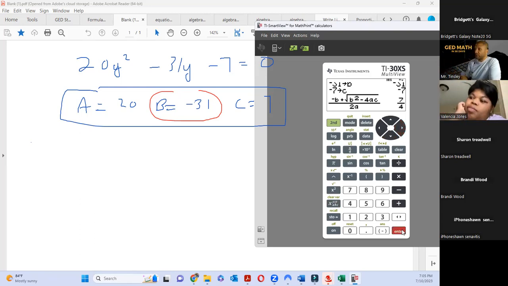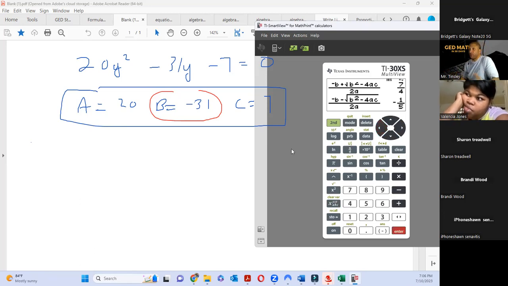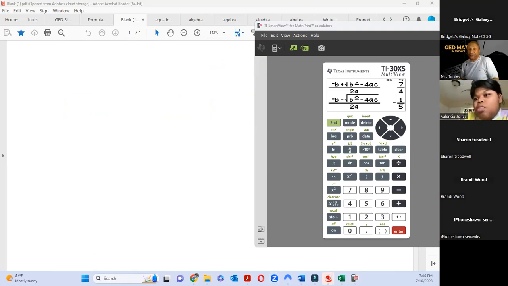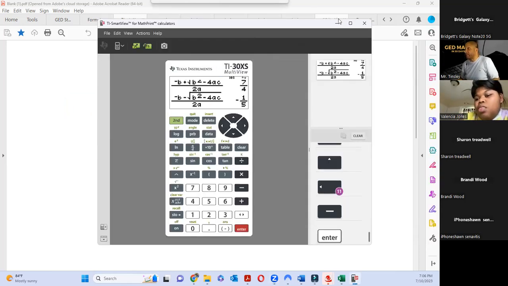My first answer is 7/4. I go back up into my quadratic equation, change my plus to a minus. My second one, minus 1/5. Isn't that the same thing that we just got? Yes. And not even half the time. We did that in 45 seconds.